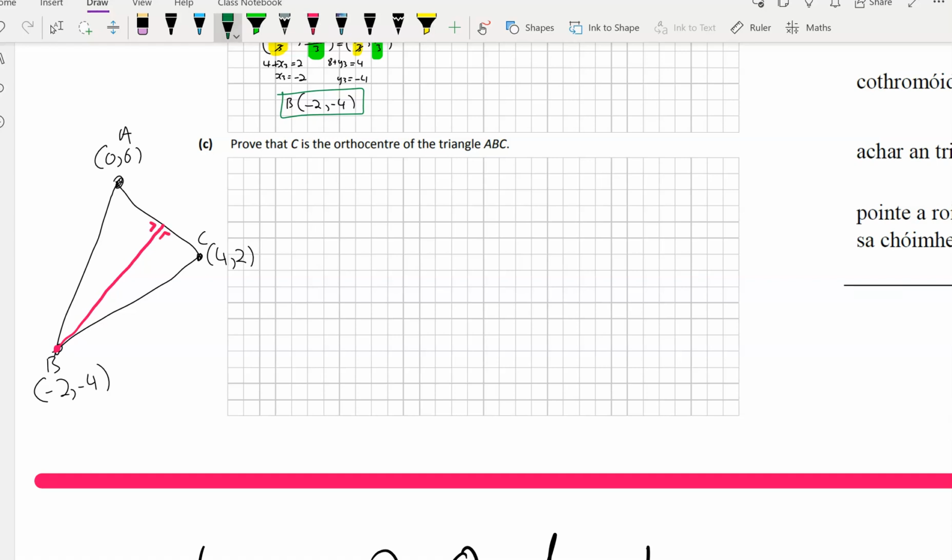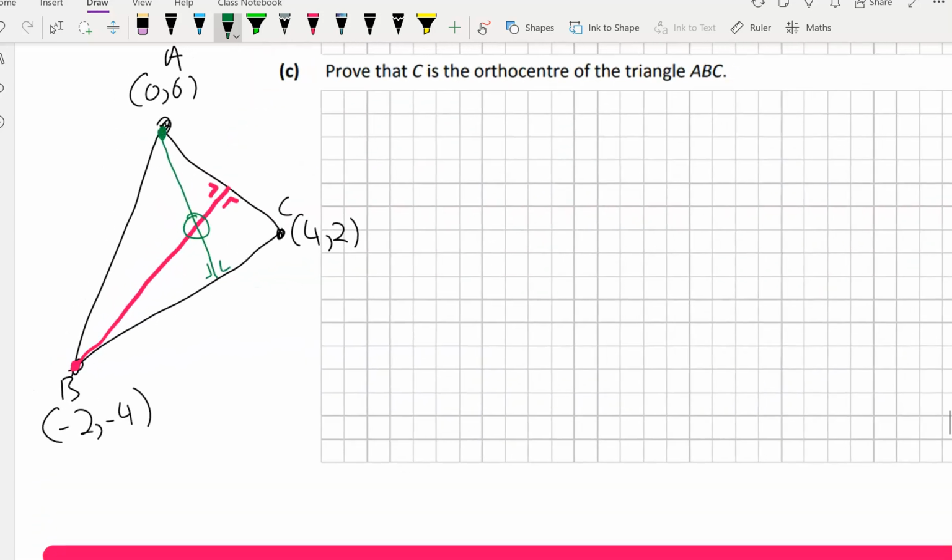Then you pick any other point. Let's take the point A, just for example, and you have to draw a line from A that is perpendicular to the line opposite. Where those two lines intersect will be my orthocenter. So it's where the red line crosses the green line.